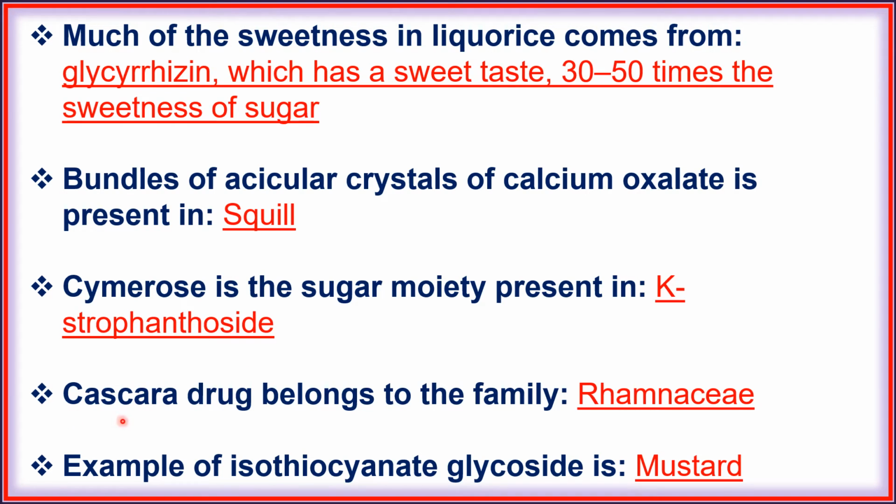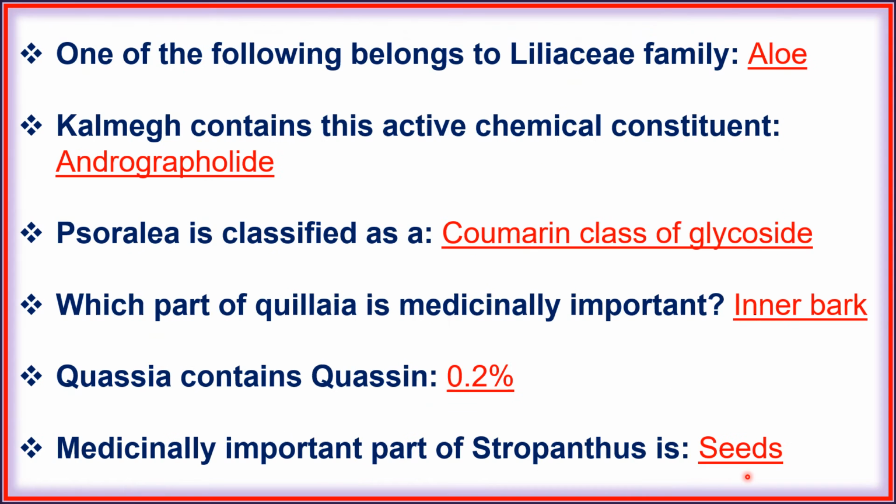Next, cascara drug belongs to the family Rhamnaceae. Next, example of isothiocyanate glycoside is mustard. Next, one of the following belongs to Liliaceae family, that is aloe. Next, Kalmegh contains this active chemical constituent, that is andrographolide.